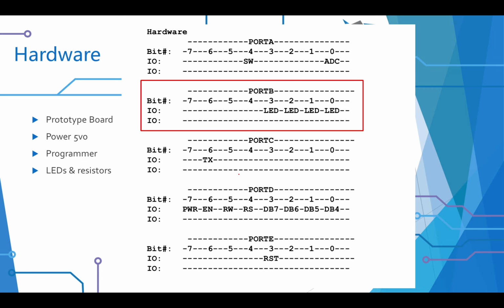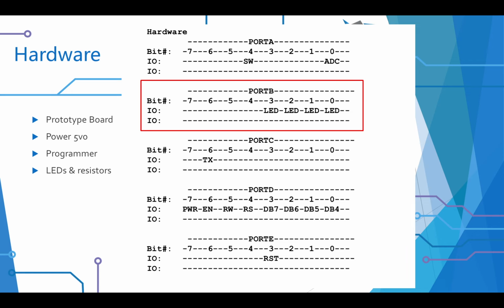So what are we going to do? We've got a prototype board, and you can build your own prototype board. All you're going to do is hook up port B, use this example, and you'll enjoy yourself. Make sure you put the resistors in there. I'm going to power this at 5 volts. I have a programmer attached, and as I said, I've got these LEDs.